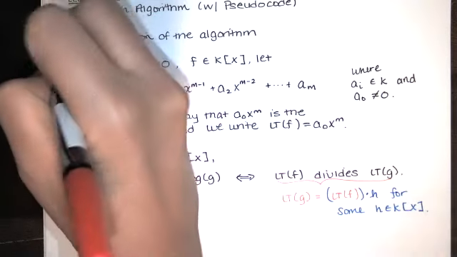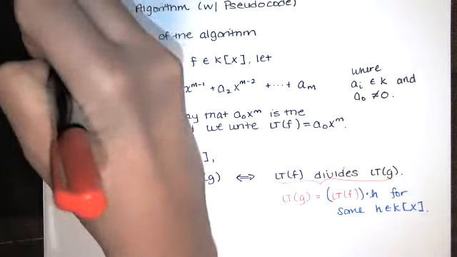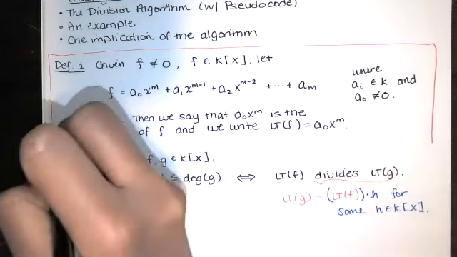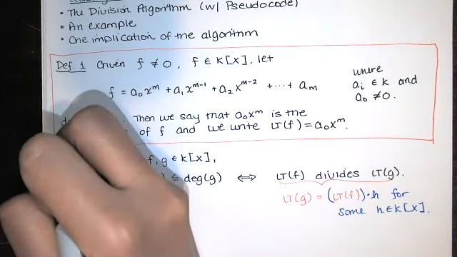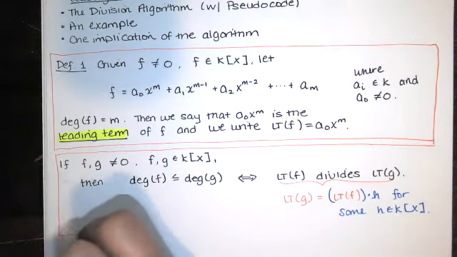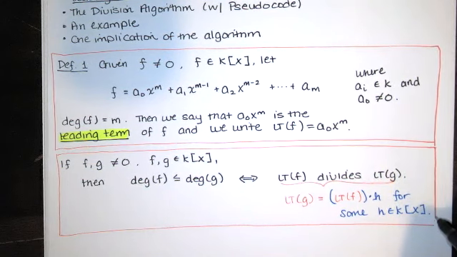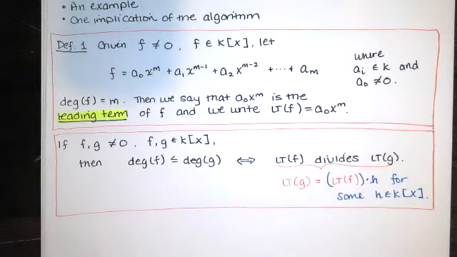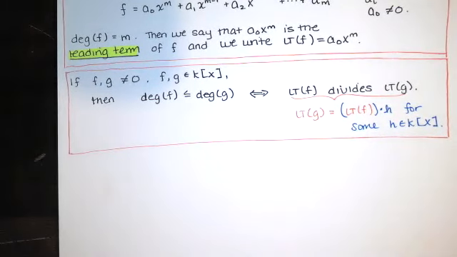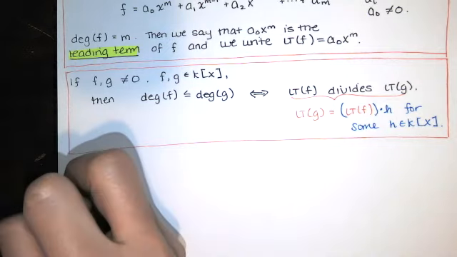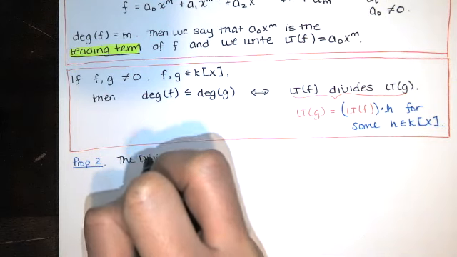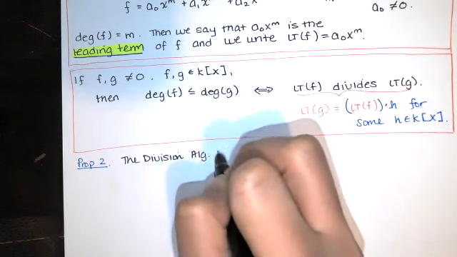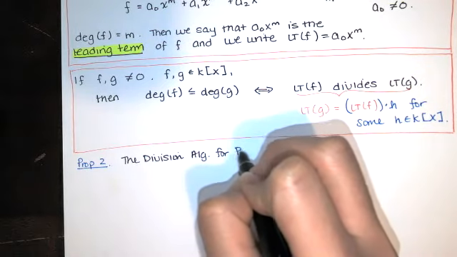And I'm writing that down there because we're going to need it when we prove the division algorithm in just a moment. So now we have this notion of a leading term, which, if you've ever divided polynomials, you know is really important. And then we have this fact, which will be really important in our proof of the division algorithm. And here is the division algorithm itself. This is proposition 2 in our book. This is the division algorithm for functions of one variable, or for polynomials.